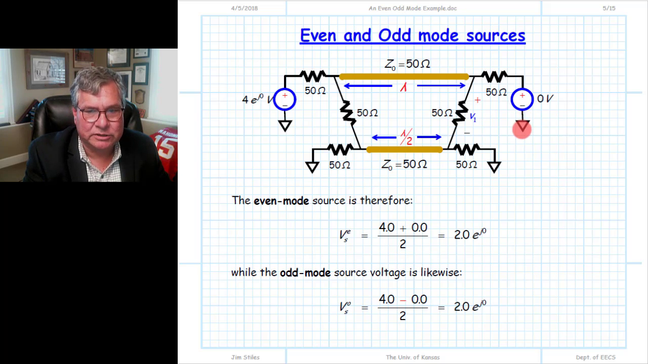The even mode voltage source for these two is simply 4 plus 0 divided by 2, and so the even mode voltage is a complex value of 2. Likewise, for the odd mode, we have 4 minus 0 divided by 2. Well, that gives us the same value for the odd mode source. And this is what happens when we have one non-zero source and the other being a 0-valued source: we find the even mode and the odd mode source values are the same value. It's simply the original source divided by 2. So, even and odd mode source voltages. Now what do we do with these two values?